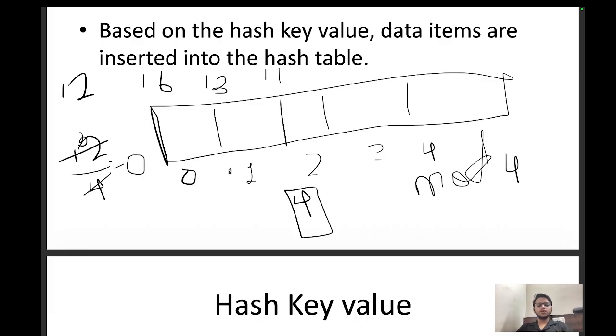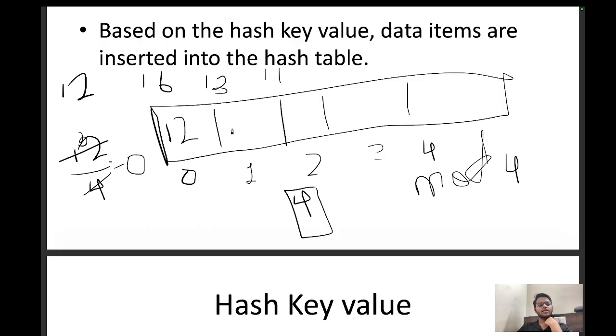Now, why is it so? Because the values represented here are the remainders we get by dividing the value, and we have to show the values here. So we are getting a 0, so we have to show 12 here.